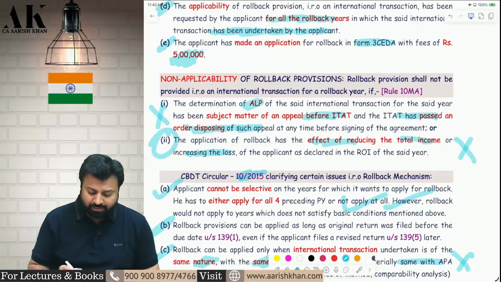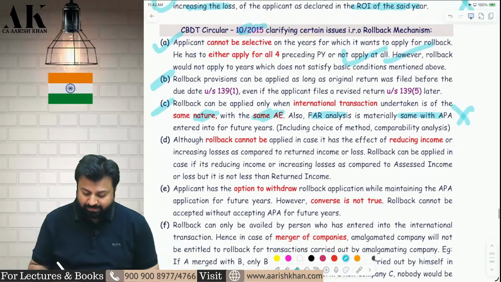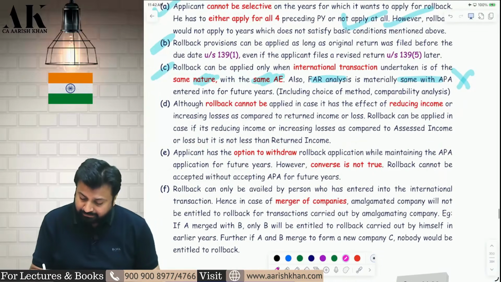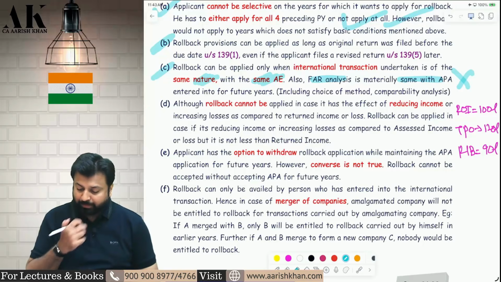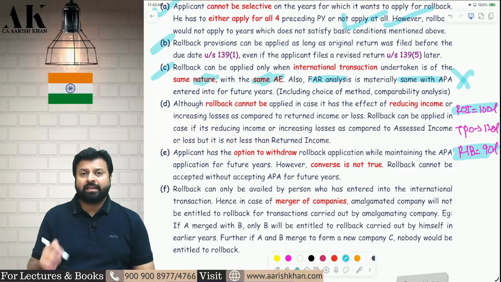But in this case also, there is one issue. Your income should not reduce as compared to your ROI. What do you mean by this? Suppose in the ROI, I have shown 100 lakhs as income. Now the TPO has increased the income to 120 lakhs. Now because of the rollback agreement, it is becoming 90 lakhs. So it is not possible. Rollback is not possible because the rollback income is lesser than your ROI income.